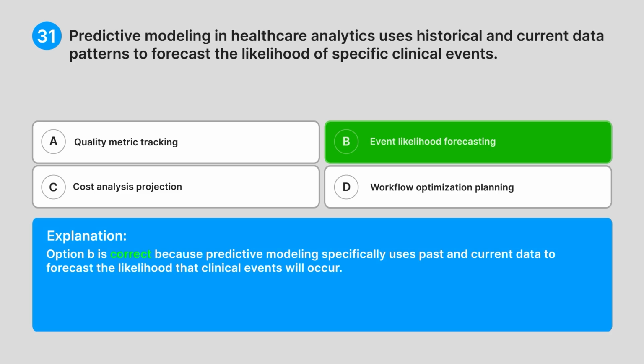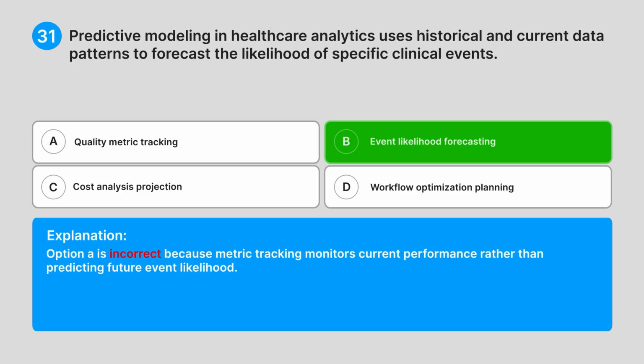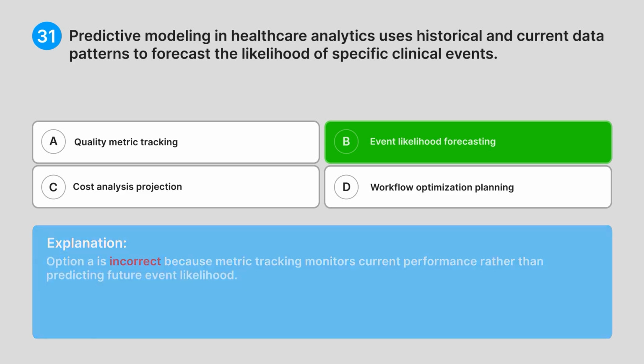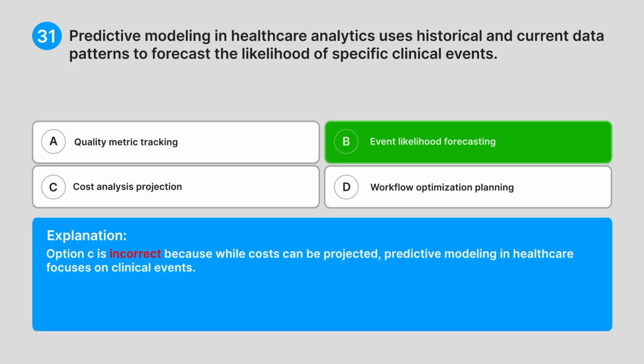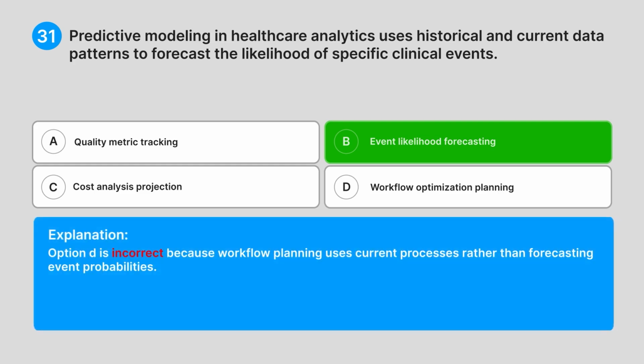Explanation. Option B is correct because predictive modelling specifically uses past and current data to forecast the likelihood that clinical events will occur. Option A is incorrect because metric tracking monitors current performance rather than predicting future event likelihood. Option C is incorrect because while costs can be projected, predictive modelling in healthcare focuses on clinical events. Option D is incorrect because workflow planning uses current processes rather than forecasting event probabilities.